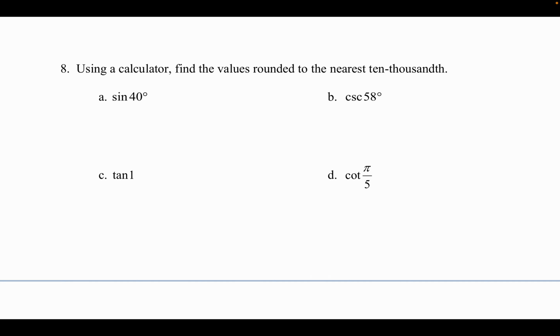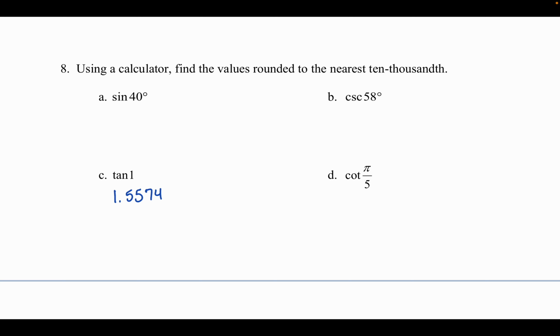Okay, so C and D, these are both trig functions evaluated with angles that are in radians. We can tell that because there's no degree symbol. So in order to evaluate these correctly, your calculator has to be in radian mode. So when you find tangent of 1, if it's in radian mode, you should get 1.5574.